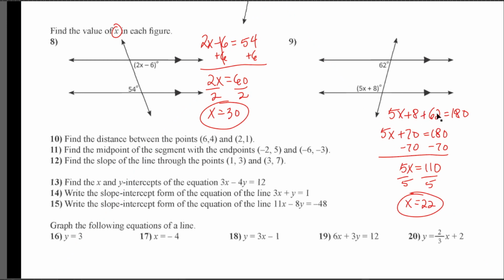Plus 8. 8 plus 62. Because it's 5x plus 8, right? Yeah, I just added them together. I added like terms. Remember in Algebra 1, you had to combine like terms? Does that sound familiar? So you add those together. That's how I got to 70.